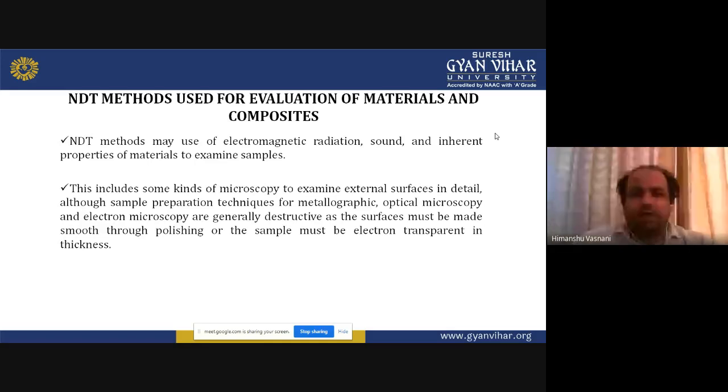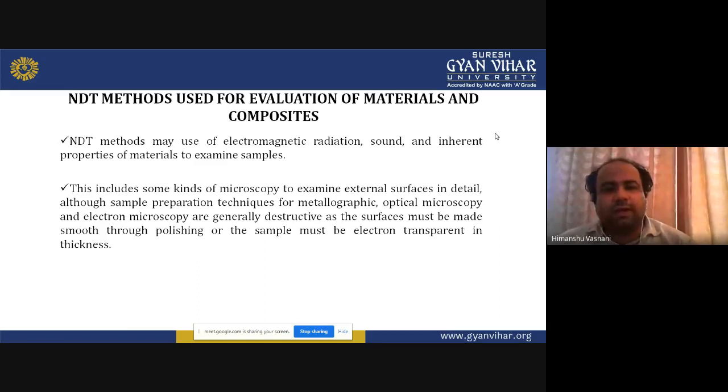NDT methods may make use of electromagnetic radiation, sound, or inherent properties of matter to examine samples. They can use sound through ultrasonic testing, and they can use other techniques also. But the motive behind it is just to understand the inherent properties of the materials and to examine the samples. Whatever we want to test, we want to examine it.